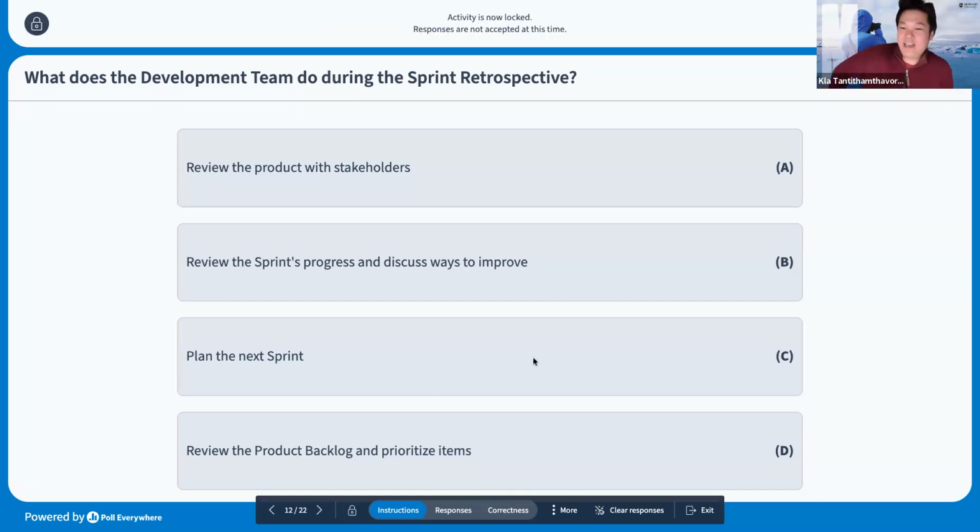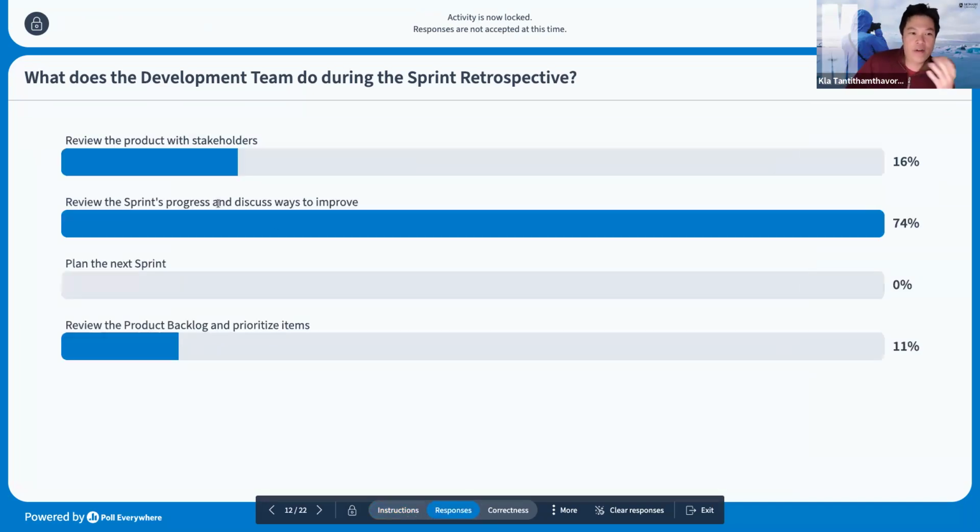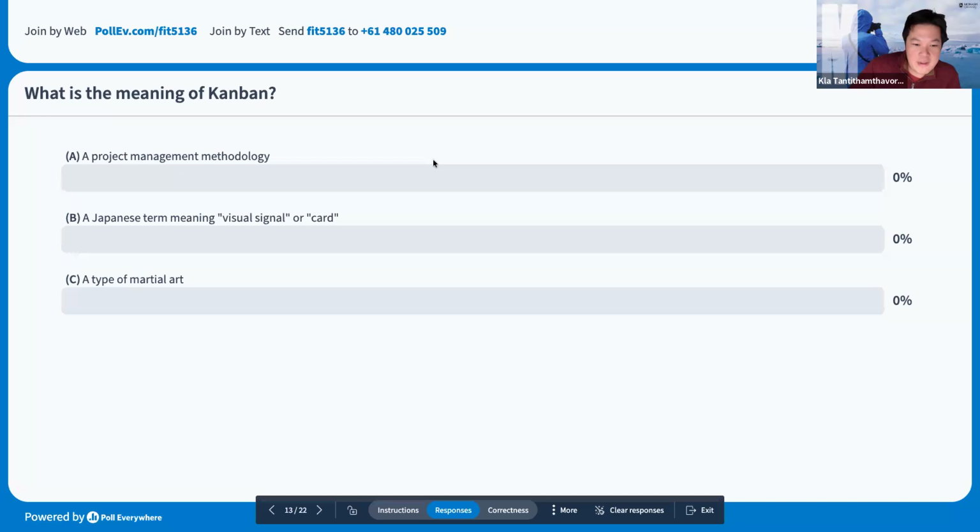Okay. So basically, during the sprint retrospective, right? We as a development team often discuss, okay, what went well in the past, what have we done, what can be improved next time. So it's really about the retrospective. Yeah. So basically the correct answer should be B. Okay. Review the sprint progress and discuss ways to improve. Okay. All right. Fantastic, everyone.